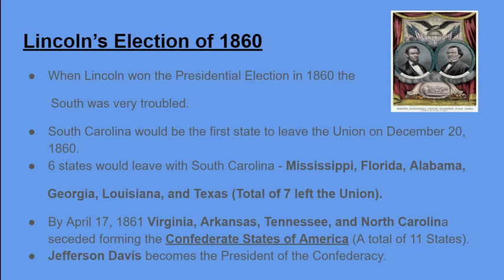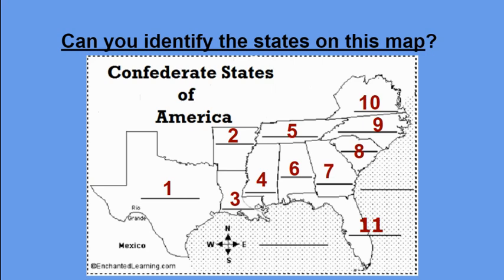By April 17th of 1861, however, there were 4 more states that decided to secede. They were Virginia, Arkansas, Tennessee, and North Carolina. And that led to a total of 11 states in the Confederacy. And Jefferson Davis becomes the president of the Confederacy.